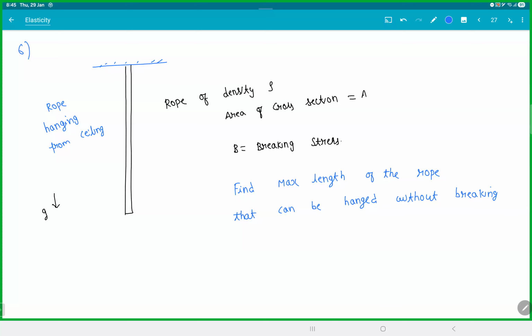How to do this thing? So why is the rope breaking? Rope is breaking because of its own weight. We will have some theoretical questions later on.